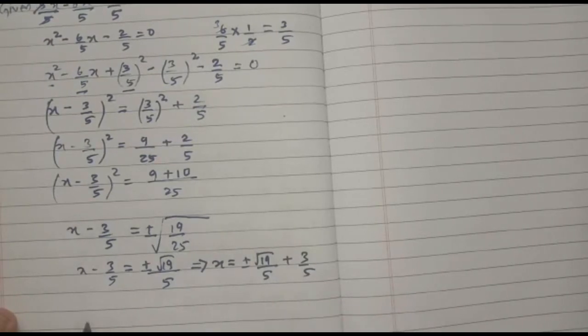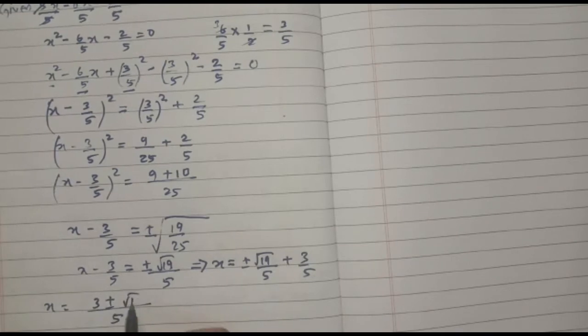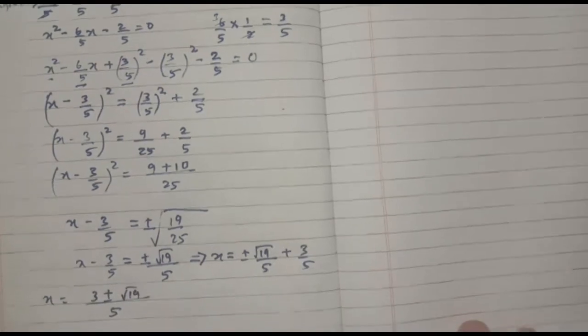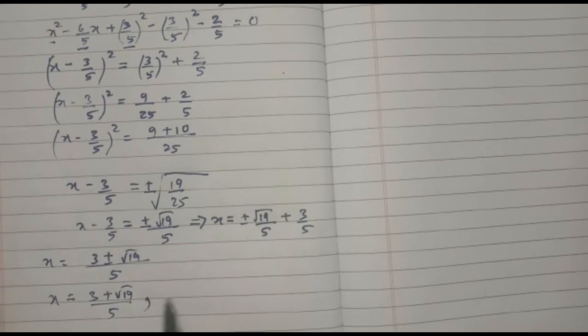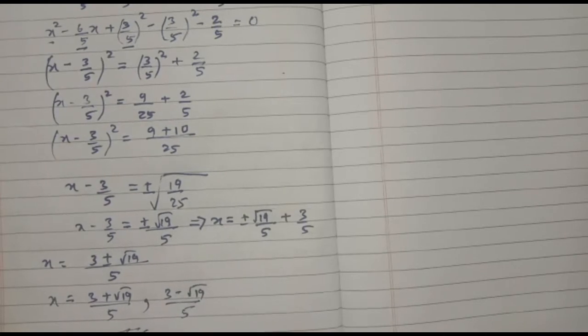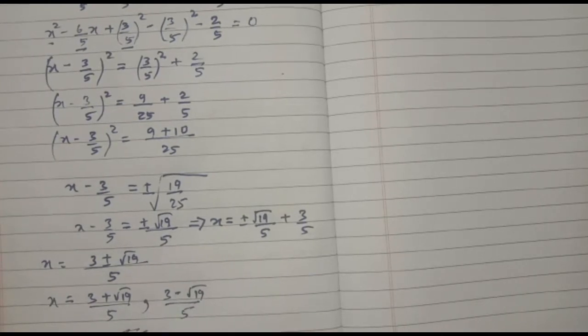Now 5 is the LCM, student. x is equal to, in these two 5 is the LCM. If 5 is the LCM, what will remain? 3 plus or minus under root of 19. So our answer will be x is equal to 3 plus under root 19 divided by 5, and 3 minus under root 19 divided by 5. These are the two roots for this equation.